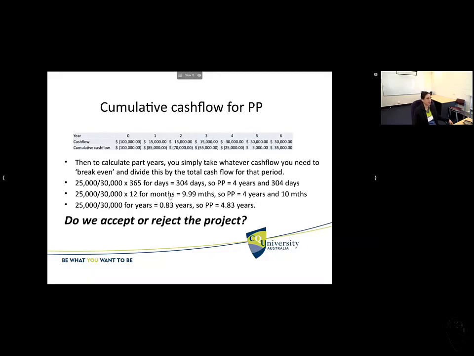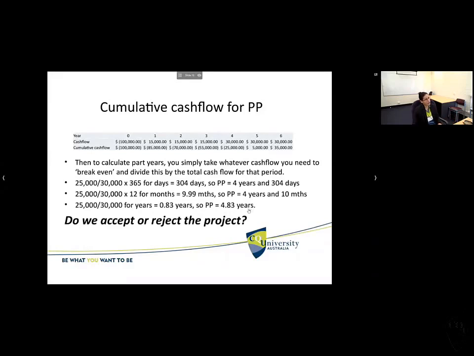If you want your answer in months, multiply that by 12. So 9.99 is the decimal portion. So the payback period will be 4 years and, rounded, say 10 months. And if you just want your answer in years, leave the decimal. So 25 out of the 30 is 0.83. Make sure you add your 4 years to the decimal. So the payback period is 4.83 years.